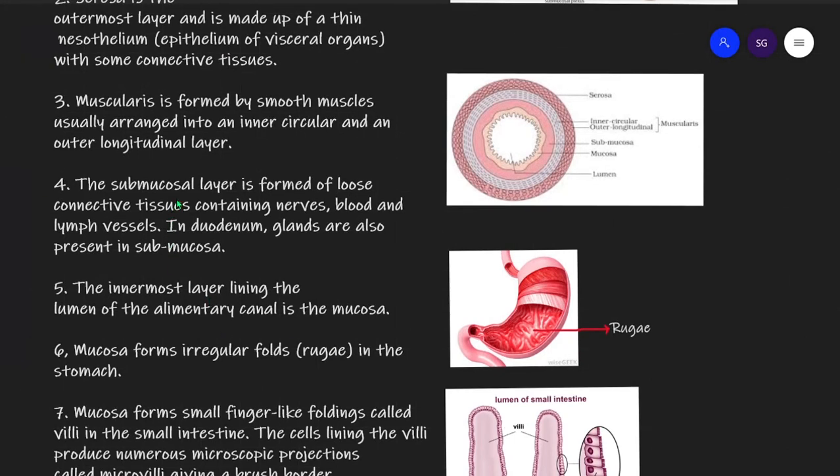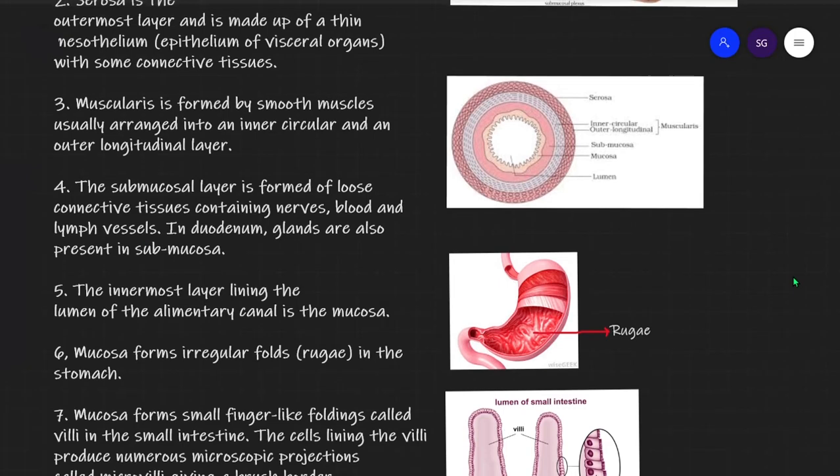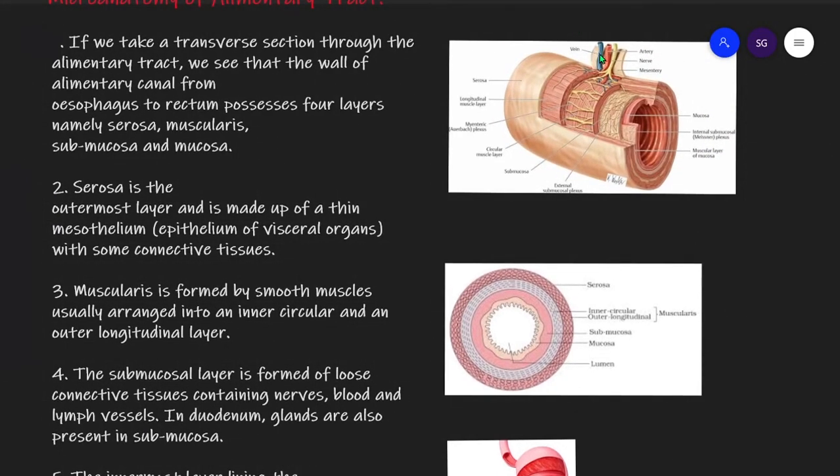Now next is the submucosal layer, that is underneath the mucosa, formed of loose connective tissue containing nerves, blood and lymph vessels. This yellow is nerve, this red color is artery, and this blue color is vein. These nerves and blood vessels are entering here, but they are located in this submucosal layer.